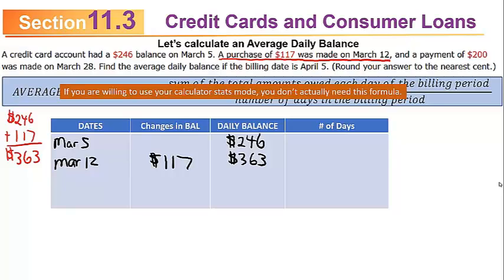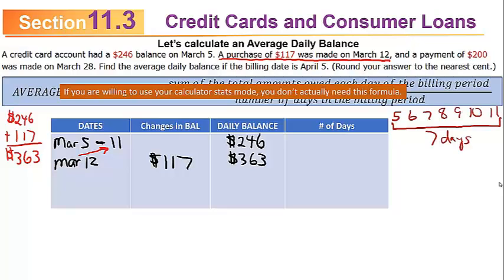Now here, pay attention. Eventually, we want to find the number of days that each of those daily balances occurred. So if I look back, I started out at March the 5th. The next thing happened on March the 12th, so I've got to go back up and say that that first daily balance of $246 was continued all the way through March the 11th. It was only changed on March the 12th. So once you put in a new date, you can go back and put an ending date on the old date. So it started out being March the 5th, but it ended on March the 11th and changed from 246 to 363 on March the 12th.